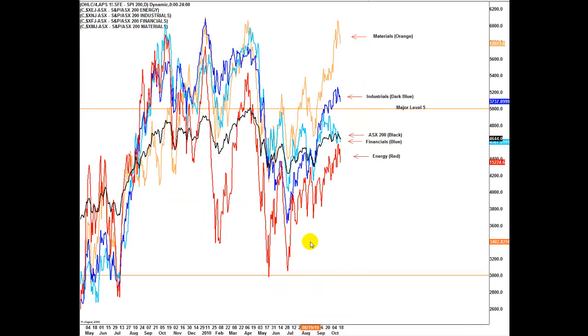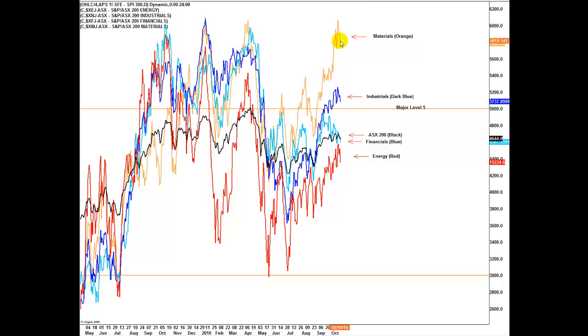This is a comparison of the major Australian industry sectors against the ASX 200. The black line is the ASX 200, and clearly what we're looking for here is what is outperforming the ASX 200 and what is underperforming, and that gives us an idea in terms of identifying stocks where we actually want to select our trades from. Now, materials is obviously the standout, and has been for some time. We can see that it's tracked up really nicely as the gold price has pushed up.